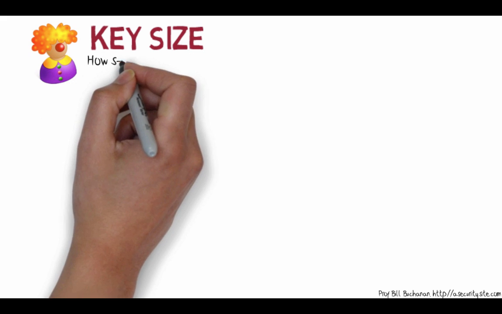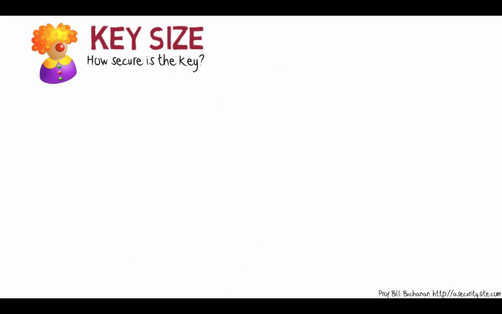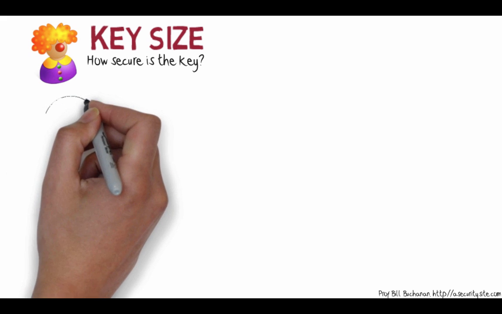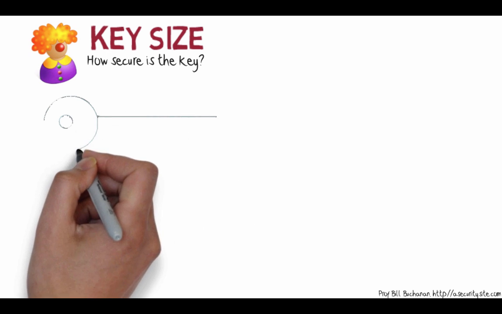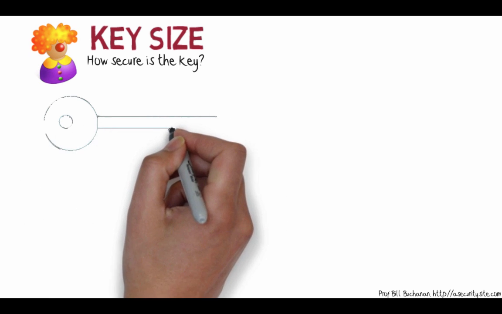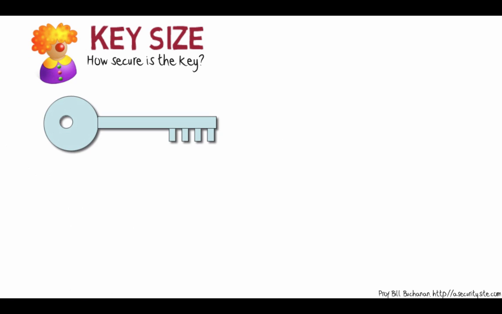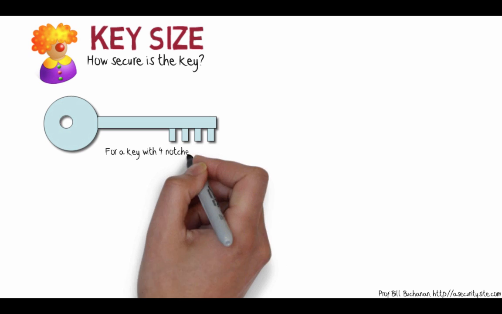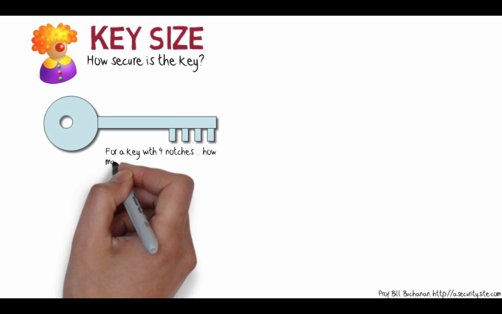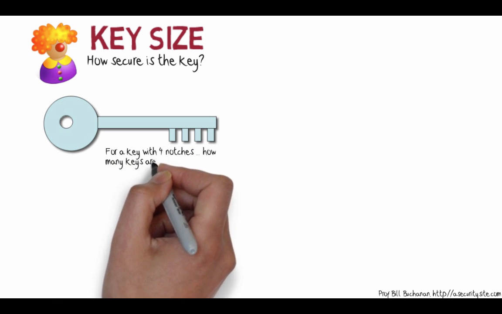So first, let's look at key size and see how secure our keys actually are. So let's draw our key. Okay, so this is a special key. This key has 4 notches in it. The notches can either exist or not exist. They can't be different sizes of notches. They're just there or they're not. So the first question that we're going to ask is, if we had a key that we built like this, how many keys are possible with our 4 notches if we were to manufacture this?